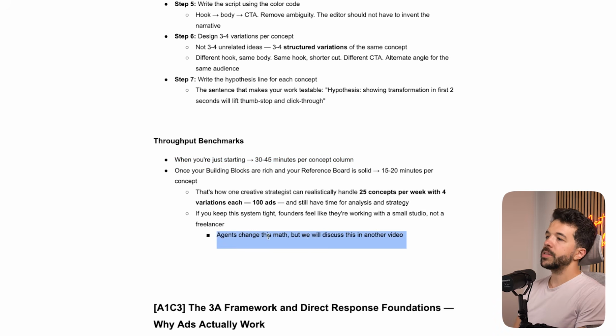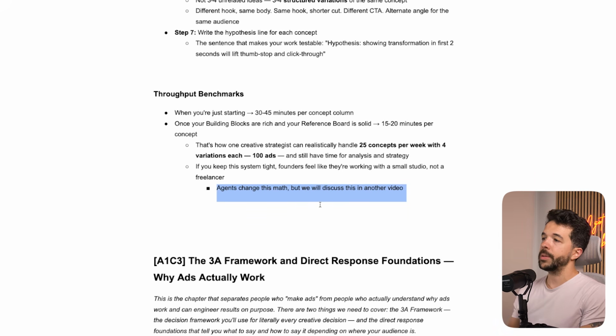And again, agents can change this math. But we'll discuss this in another video. If you're interested, again, let me know in the comment section.